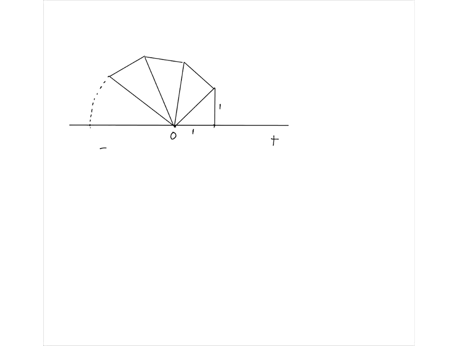Now answer this question. This is, let's say, the reference point, like origin. Right side is plus, left side is minus. This is 1 unit, 1 unit, 1 unit, 1 unit, 1 unit. 90, 90, 90, 90. This is the arc of radius OA. Then this point is which point?